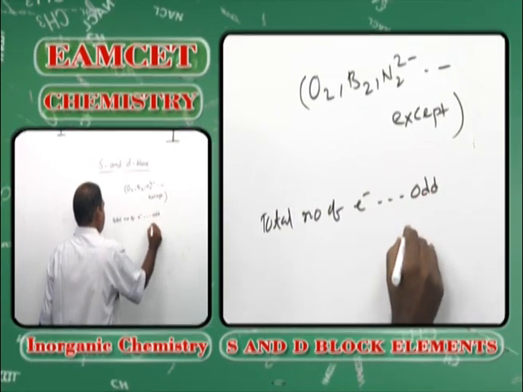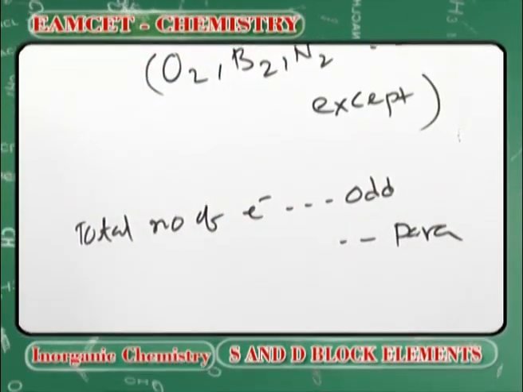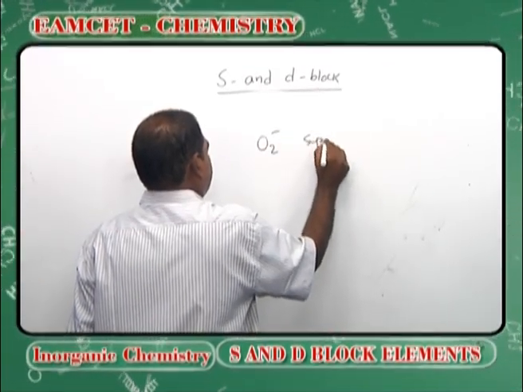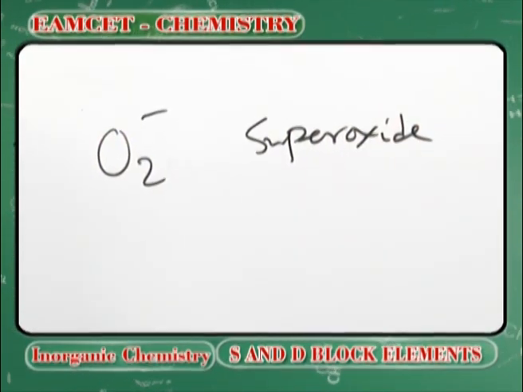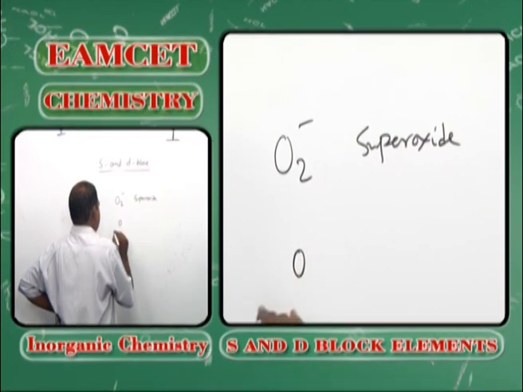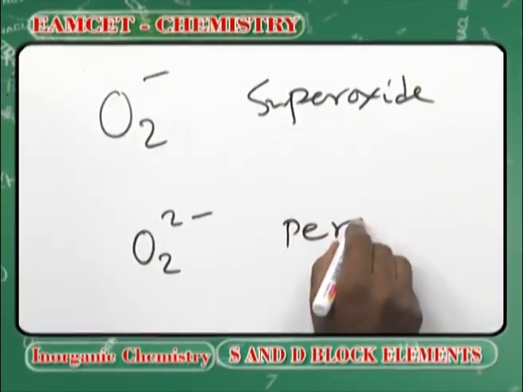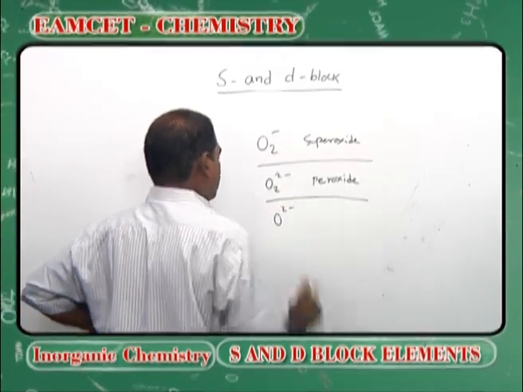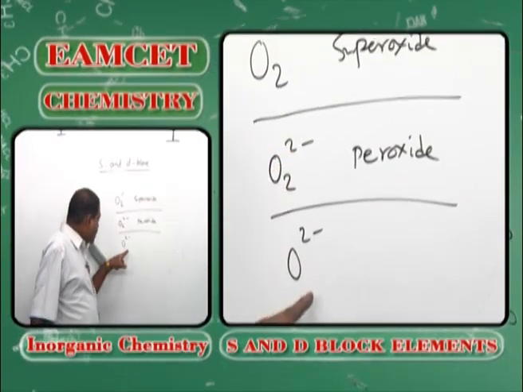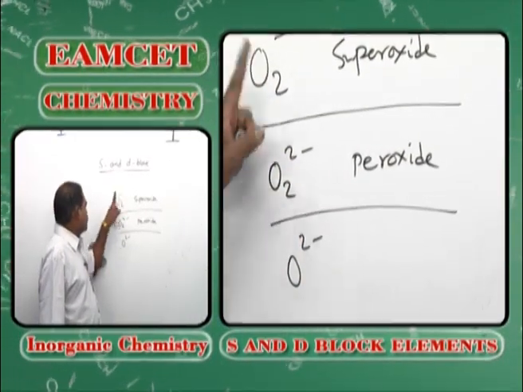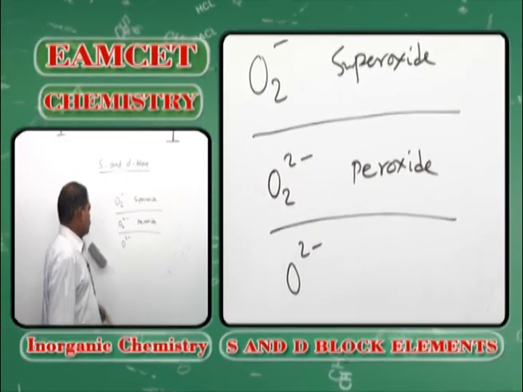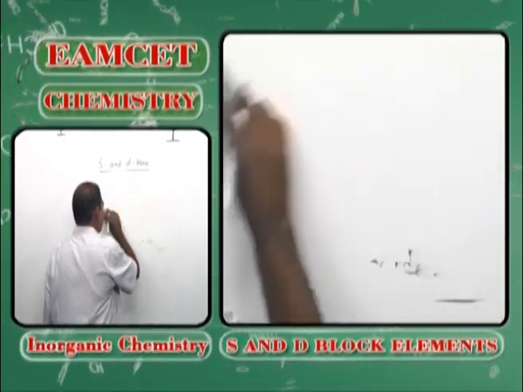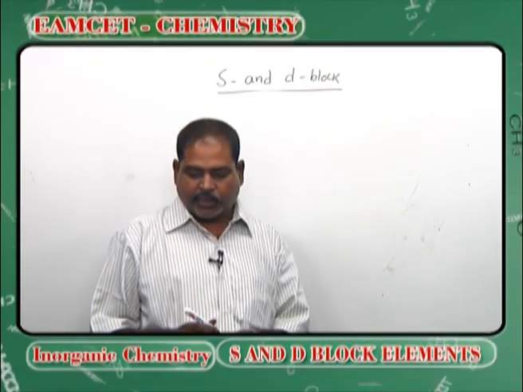odd number, then it is para. So, potassium superoxide means KO2. You should know that O2 minus is superoxide. This we almost discussed in the first class. O2 minus is superoxide. O2 2 minus is peroxide. O2 minus, 2 oxygens, 1 electron; 2 oxygens, 2 electrons; 1 oxygen, 2 electrons, minus 1 by 2. So, this is oxide, a normal oxide. Now, so superoxides are paramagnetic in nature.